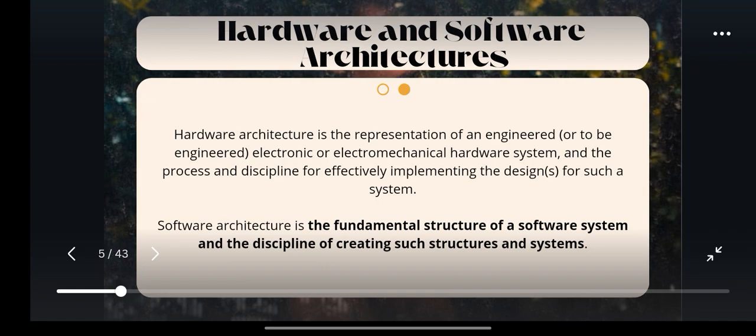So, what is hardware and software architectures? So, first, let us discuss what is hardware architecture. It is the representation of an engineered or to-be-engineered electronic or electromechanical hardware system, and the process and discipline for effectively implementing the design or designs for such a system. Next is software architecture. It is the fundamental structure of a software system and the discipline of creating such structures and systems.